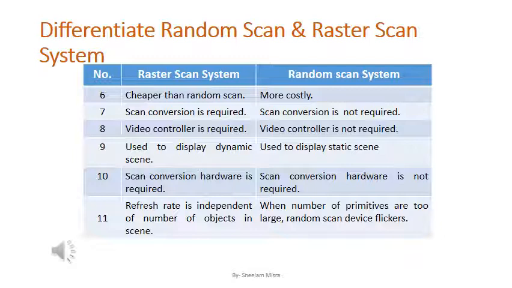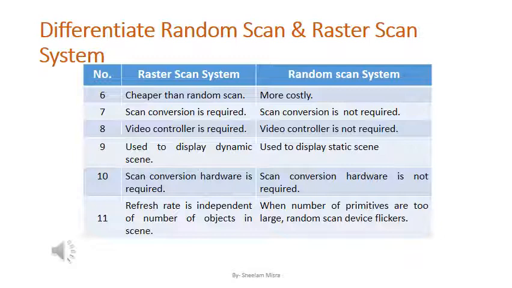Other differences are: a raster scan system is cheaper while random is costly. Scan conversion is required in raster while it is not required in random. A video controller is required in raster while in random it is not required. Raster is used to display dynamic scenes, while random is used to display static scenes. Scan conversion hardware is required in raster while it is not required in random.